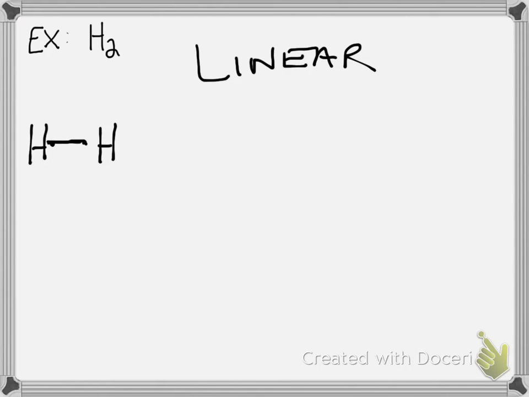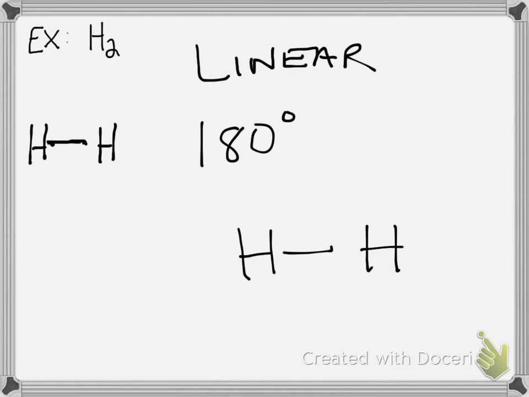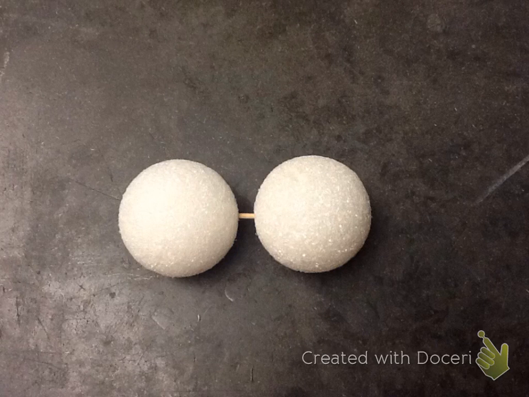And the cool part about linear that I know is that a line has how many degrees? How many degrees in a straight line? 180. So 180 degrees in a straight line, so that's my bond angle. And my VSEPR structure, okay, is going to look exactly the same. My VSEPR structure is going to look like that. Okay, so bond angle is 180 degrees. Here's what it looks like molecularly. Okay, just two things bonded together.